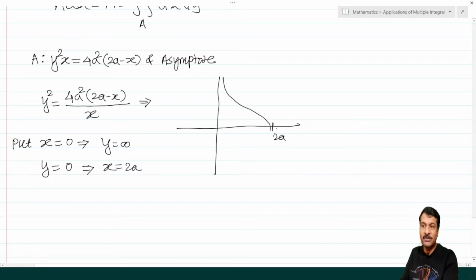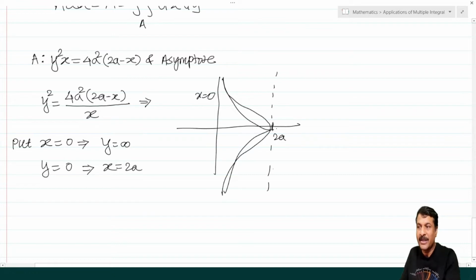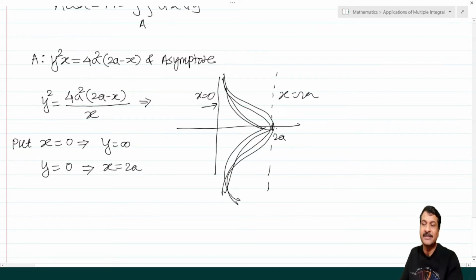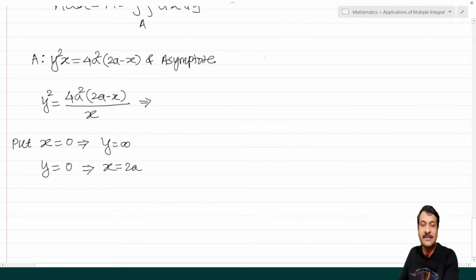So the nature of the curve is like this, or maybe this one. So the curve or its nature is not important. Our interest is that it is bounded between x equal to 0 and the line x equal to 2a, and here it is the asymptote. Here the curve may be like this or maybe like this. Anyhow, we can decide the same limits there.